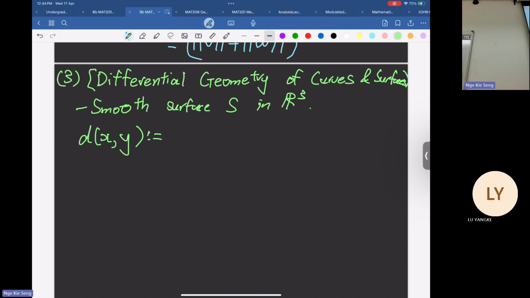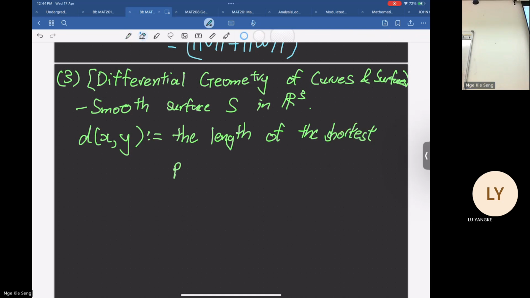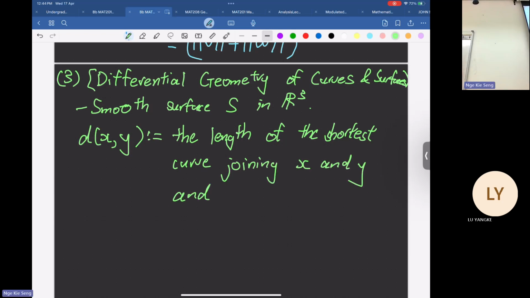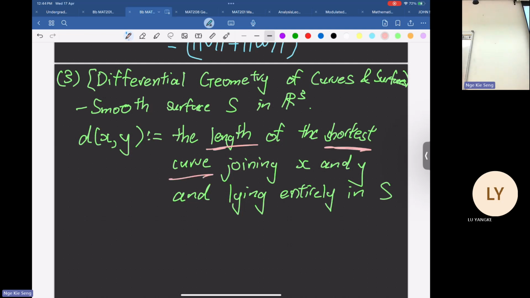What we do here is we take the length of the shortest path. Maybe we say curve in this case. The shortest curve joining x and y. And this curve should lie inside the surface. So you see, there are a lot of words that I don't define well here. For example, what's the length of a curve? What do you mean by shortest curve? I don't want to define it, but I want you to imagine.